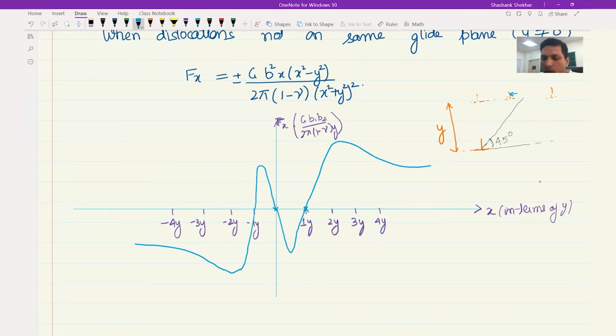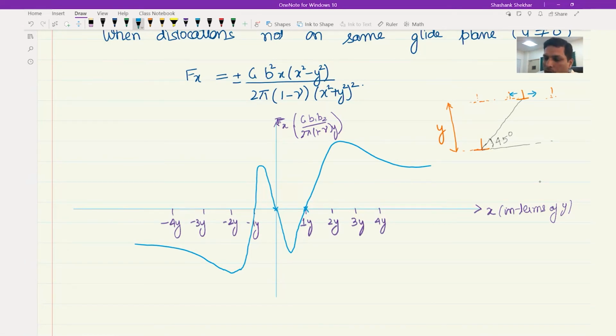What do we obtain from this? What does this plot tell us? This plot tells us that when you have a dislocation over here, then it is some sort of equilibrium. But as soon as you move a little bit to the left, then this whole quantity becomes negative and the force starts to act in the negative direction. As soon as you make x greater than y, everything becomes positive and the force acts in the opposite direction, and therefore a positive force will act.